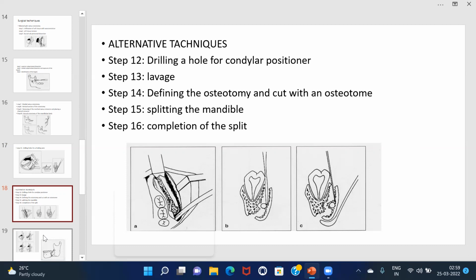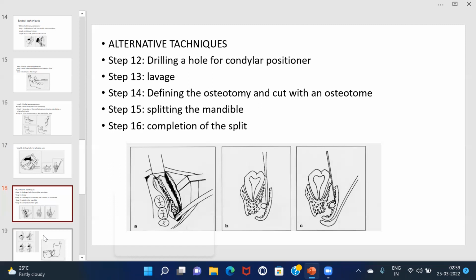Vigorous, indiscriminate tapping may fracture the buccal cortical plate from the distal segment, while failure to support the mandible during this step may cause trauma to the temporomandibular joint. Now, step 15, splitting the mandible. The actual splitting of the mandible can be divided into two stages. The first stage involves the initiation of the split.